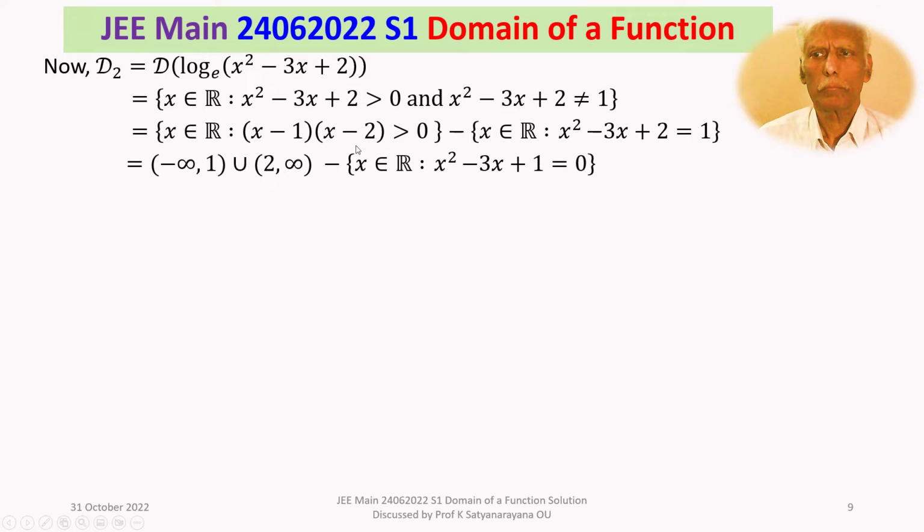And these inequalities, I am sure you have studied in your earlier classes. So (x - a)(x - b) > 0, then what will be the union of the intervals? And minus the set of all those x belonging to R such that x² - 3x + 1 = 0. This is a quadratic equation.